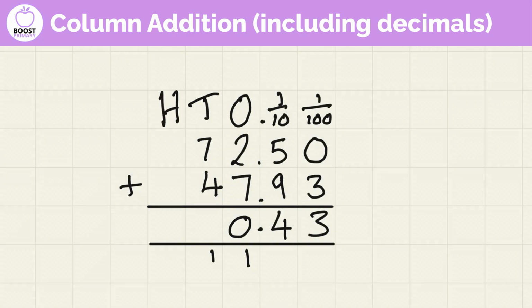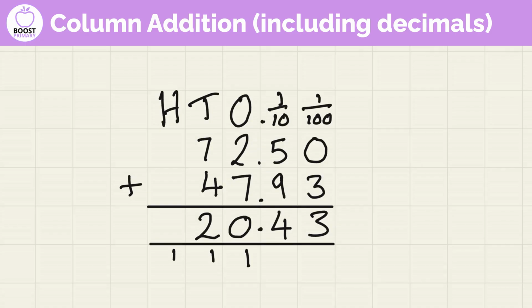Next is the tens column. 7 tens, add 4 tens, add an extra 10, equals 12 tens. I'm going to take 10 of those tens and exchange them for 100. I've got 2 tens left. There you go in the tens column.